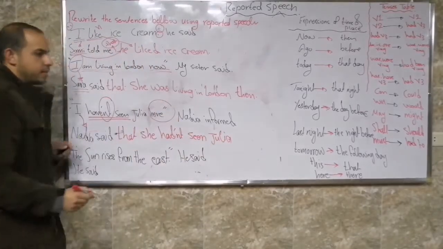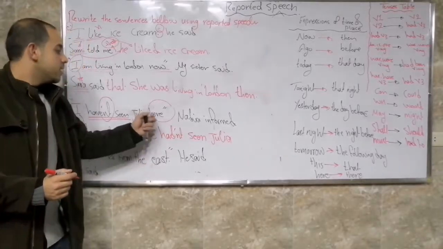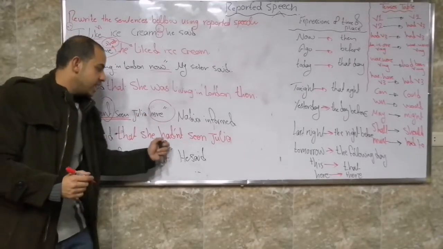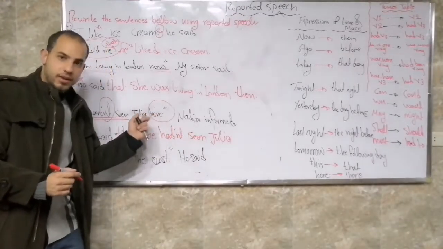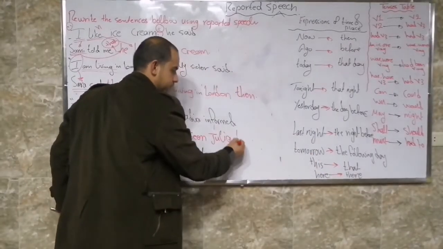Oh, we have an expression here. Here. This is the place expression. Nadia said that she hadn't seen Julia here. Okay? Here changes to what? To there. You are great.